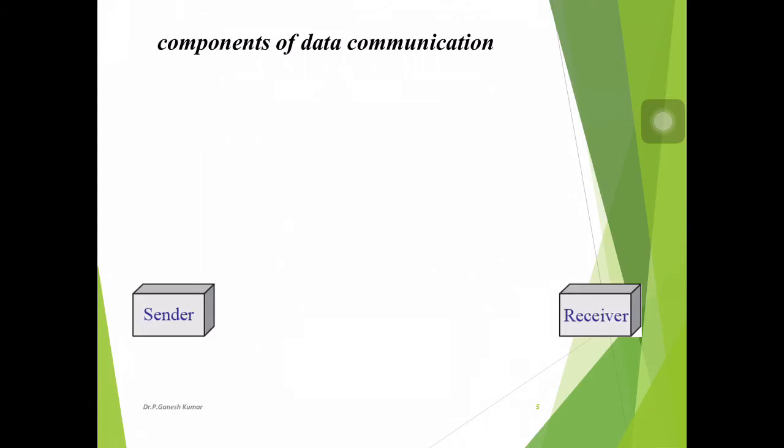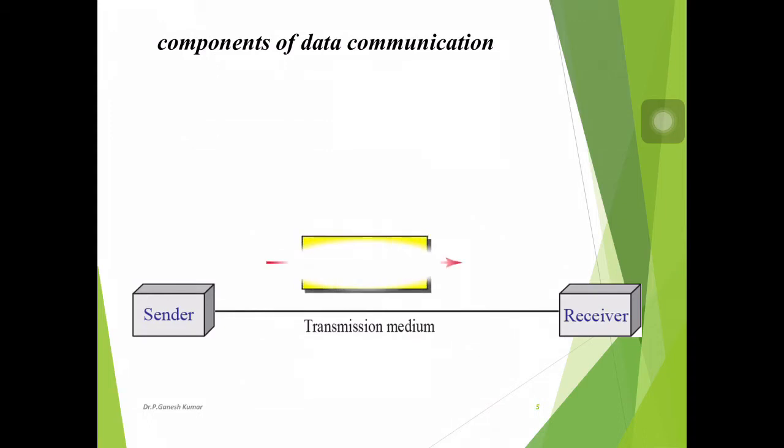And the third component is the medium on which I am going to transfer the data. Whether I am going to use a wired medium or a wireless medium. So what is my transmission medium? And once the transmission medium is there, if I am going to connect from sender to receiver, then what I am going to exchange is the messages between the sender and the receiver. So message. So totally there are four components. Here you can see that these four components are the basic components for any data communication.